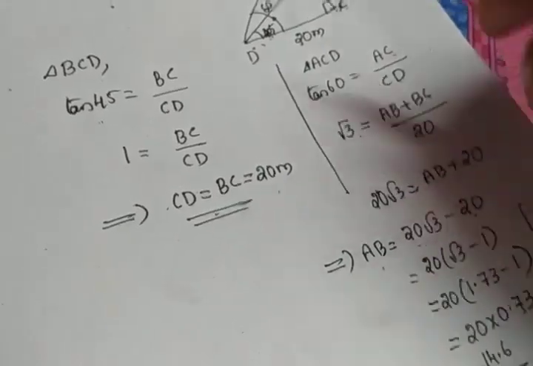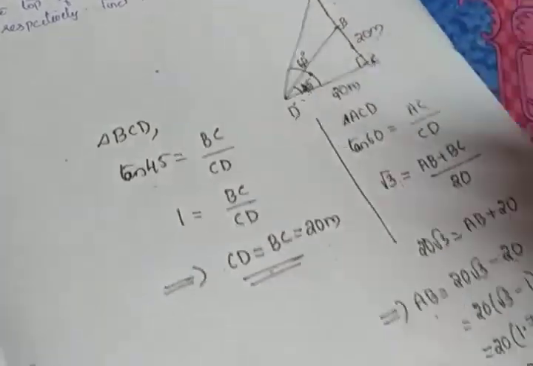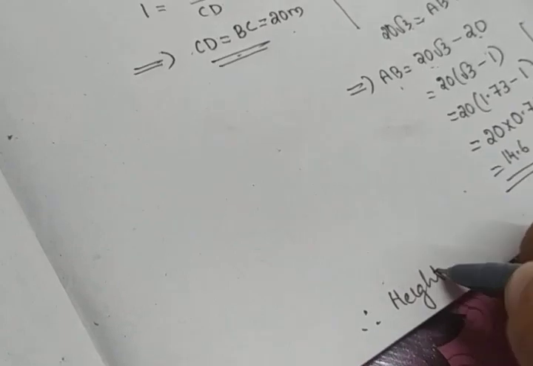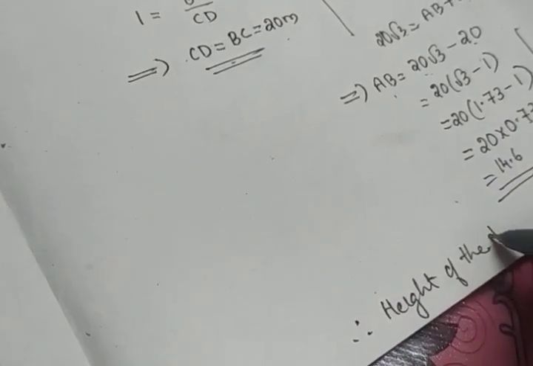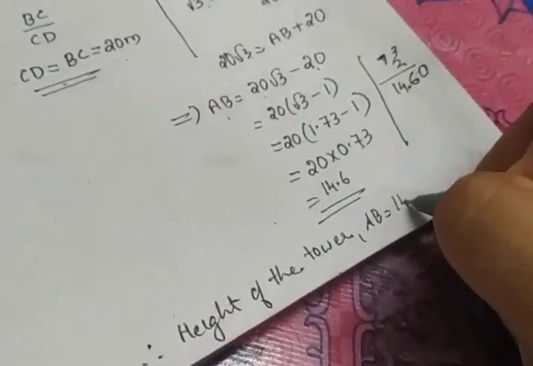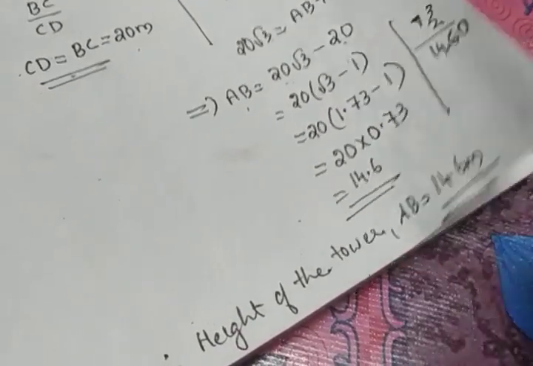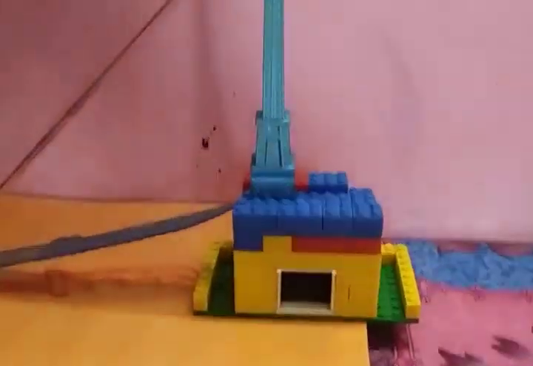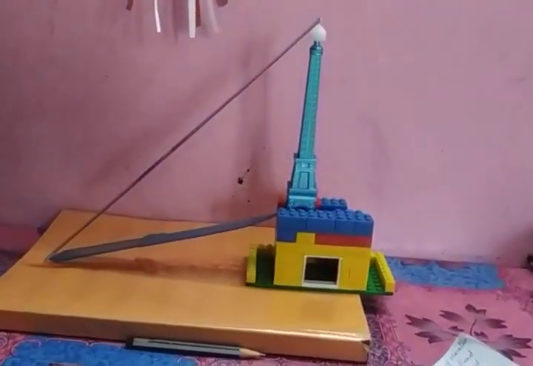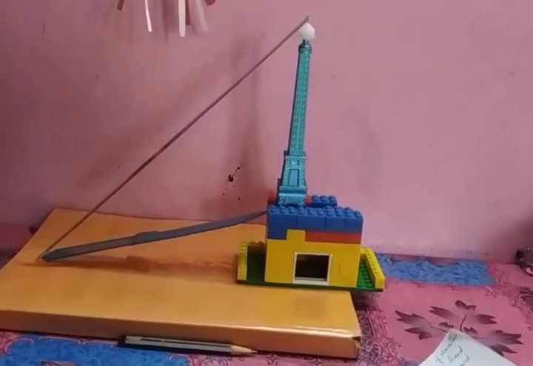What was AB? AB was the height of the tower. So at last you have to write, therefore, height of the tower, AB, is equal to 14.6 meters. Okay, so keep the figure in mind. This is the figure. There are 2 right triangles and the tower is on top of the building.